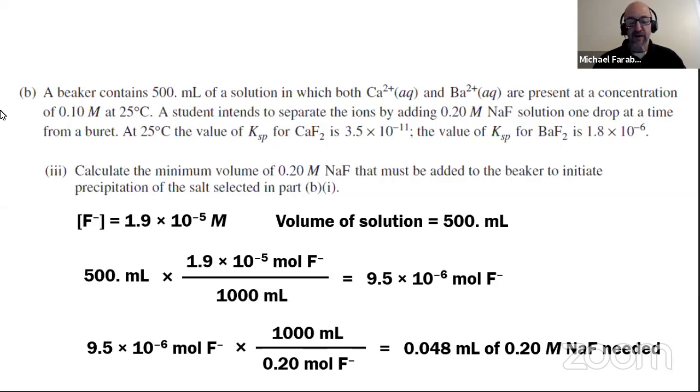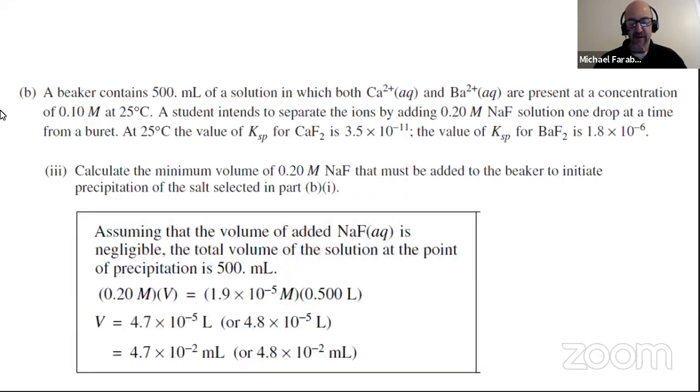So what I did was I multiplied volume times molarity to get moles, and the molarity was from Roman numeral 2 in this problem. Then I did moles divided by molarity, essentially to get volume. In the official scoring guidelines, you'll see a slightly different approach to what I did, and they still get the same answer. So they did M times V equals M times V, since the moles are not changing. So 0.2 molar, which is the sodium fluoride, times some volume we don't know yet, equals the 1.9 times 10 to the minus 5 molarity, which is the concentration of the fluoride needed, times the volume of the solution, the 0.5 liters or 500 milliliters. As you can see, they got 0.047 or 0.048 milliliters.